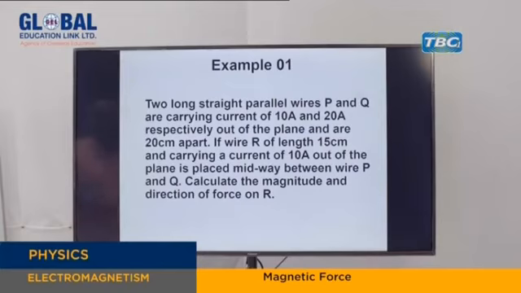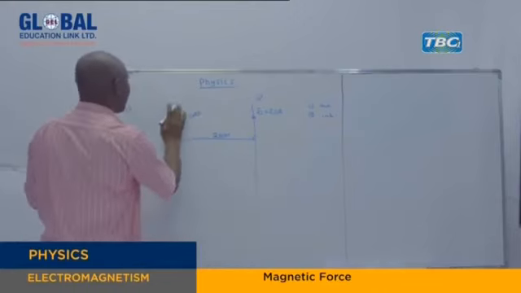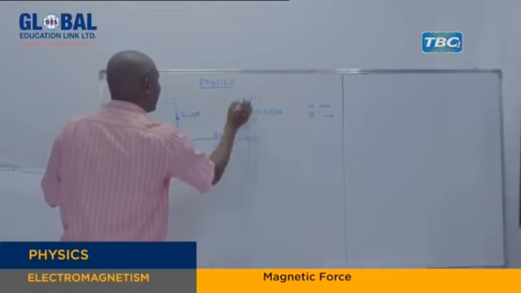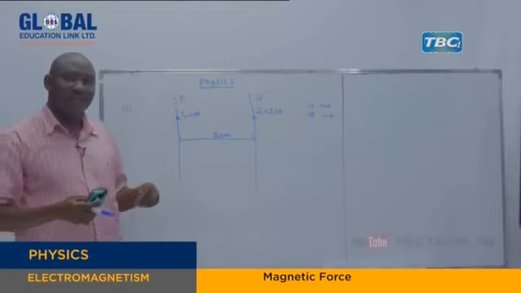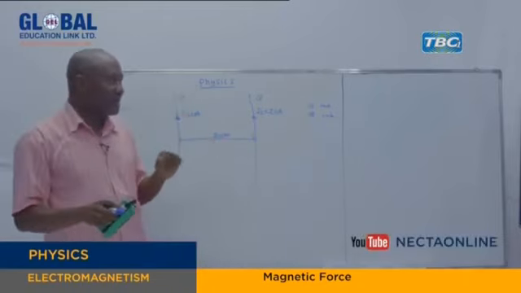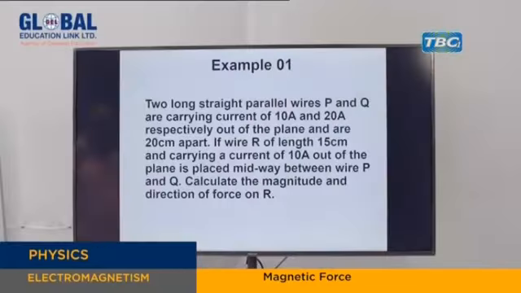Now the question says, we have another wire, R, of length 15 centimeter. This time we have a specified length, but the lengths of these two wires here are not known. So sometimes we extend them up like that. These are the symbols in mathematics we normally use to indicate that the length of the wire is not known. We talk about infinite wires. But the third wire, which is given the name R, has a specified length, which is 15, and it is placed midway between the two wires.